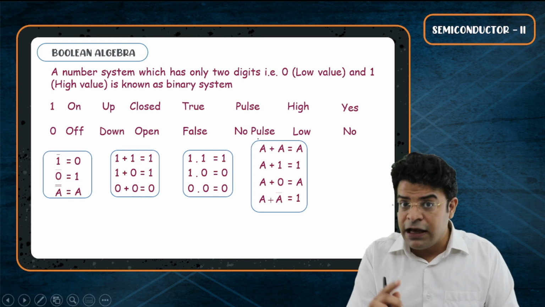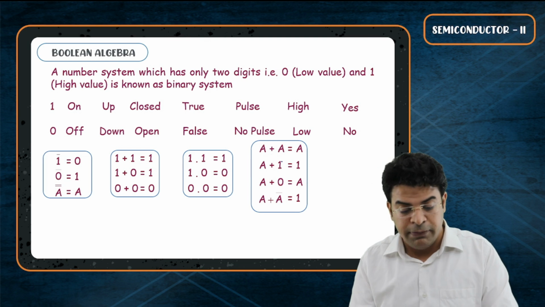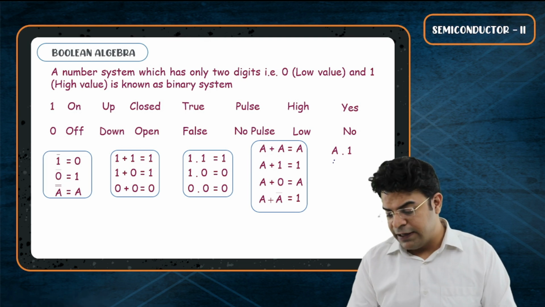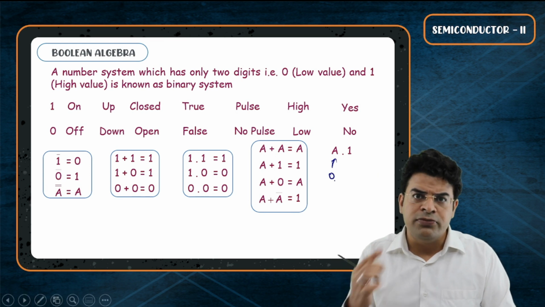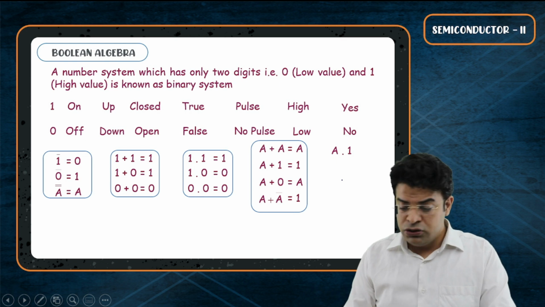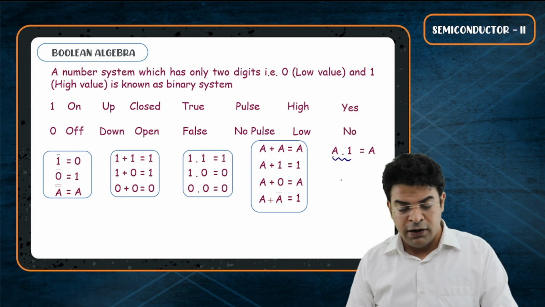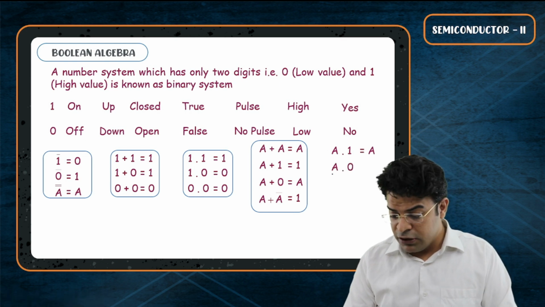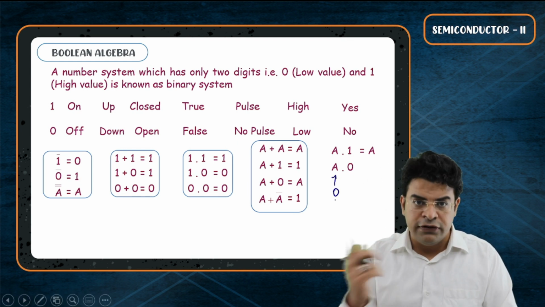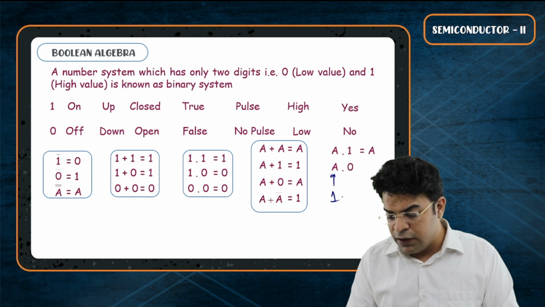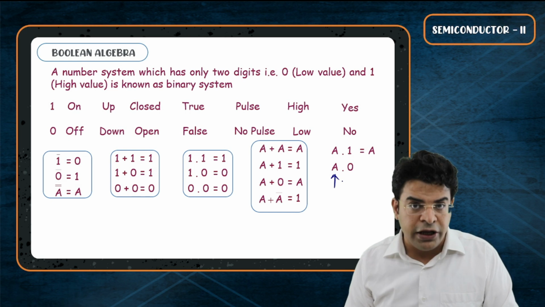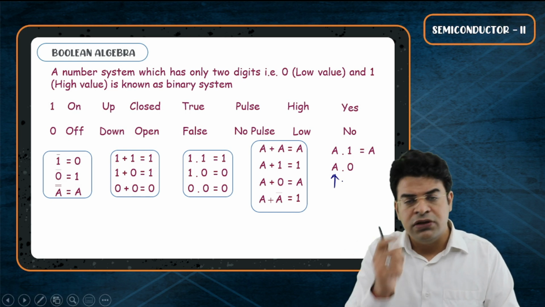Next, the same type of identities but with multiplication. Now comes the question, what is a dot 1? If I take a as 0, 0 dot 1 gives me 0. If I take a as 1, then 1 dot 1 gives me 1. So a dot 1 is nothing but a. Next, what is a dot 0? If I take a as 0, 0 dot 0 gives you 0. If you take a as 1, 1 dot 0 gives you 0. So no matter what the value of a you take, if you take a dot 0, the answer will be 0.